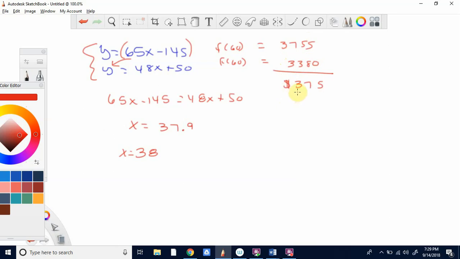Okay, pause the video and do guided practice 4A, 4B, and 4C using the substitution method.